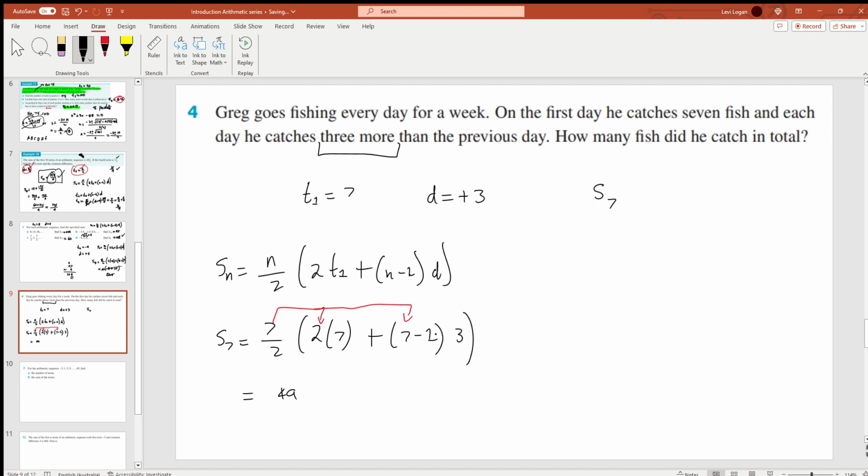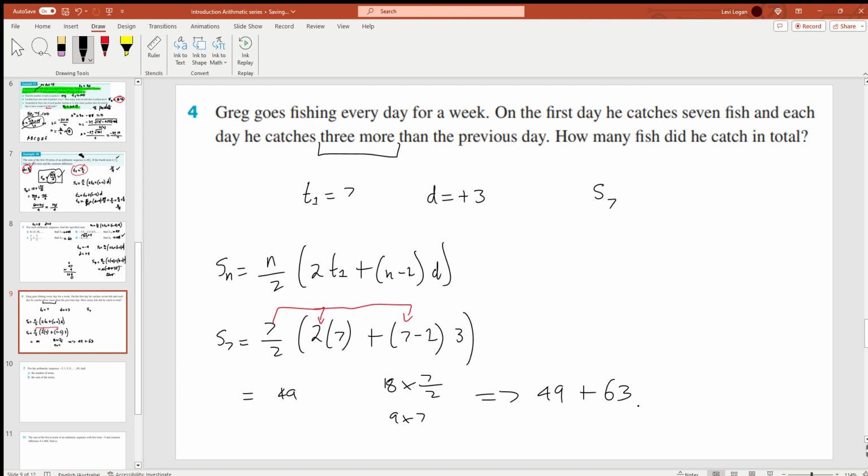Then 7 on 2. Now this bit's going to be 6 times 8, which is 18, times 7 on 2, which is pretty much 9 times 7, because 18 divided by 2 is 9, so 9 times 7 I think is 63. So what you're going to get pretty much is 49 plus 63. If you add those two together, that will give you your sum.